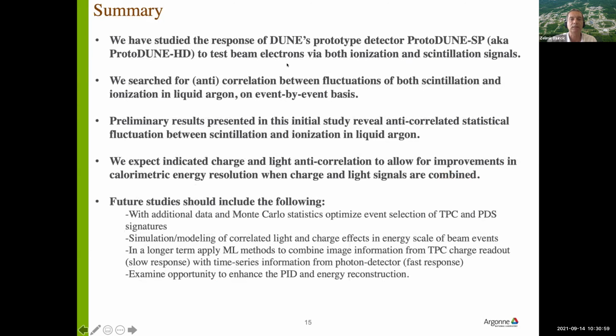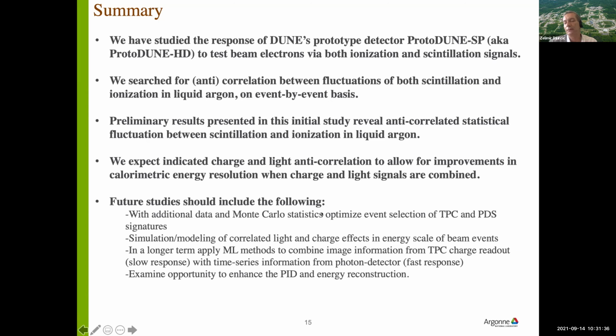So we have studied the response of the DUNE prototype ProtoDune to the test beam electrons with both ionization and scintillation signals. We searched for anti-correlation between fluctuations in both scintillation and ionization in liquid argon on event-by-event basis. So preliminary results presented in this initial study reveal anti-correlated statistical fluctuation. We expect this indicated charge and light anti-correlation to allow for improvements in the calorimetric energy resolution when charge and light signals are combined in future DUNE and like liquid argon TPCs.